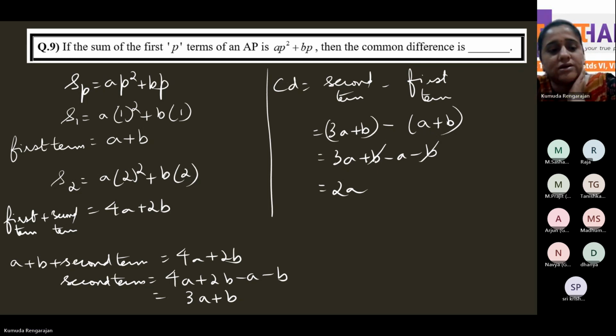S1 is nothing but the first term. S1 meaning is A1 only, the first term. When you find S2, it is A1 plus A2. S2 is the sum of the first two terms. So if you substitute the first term, you can find the second term. Now you have the first term and the second term. The difference will give you the common difference of the AP.